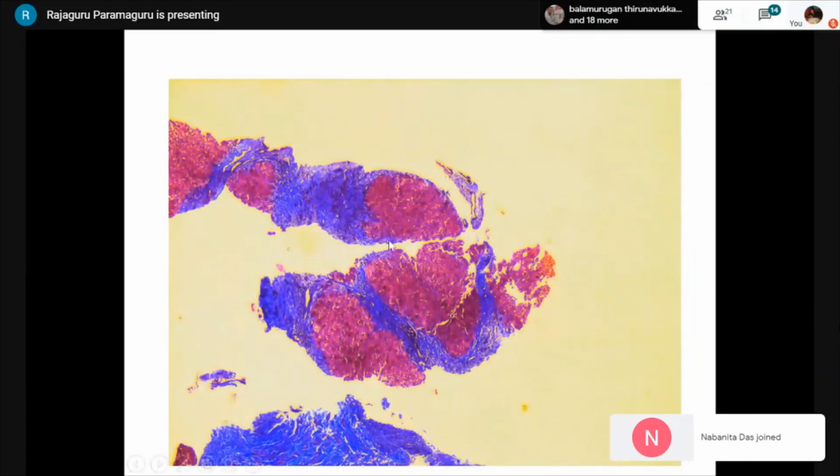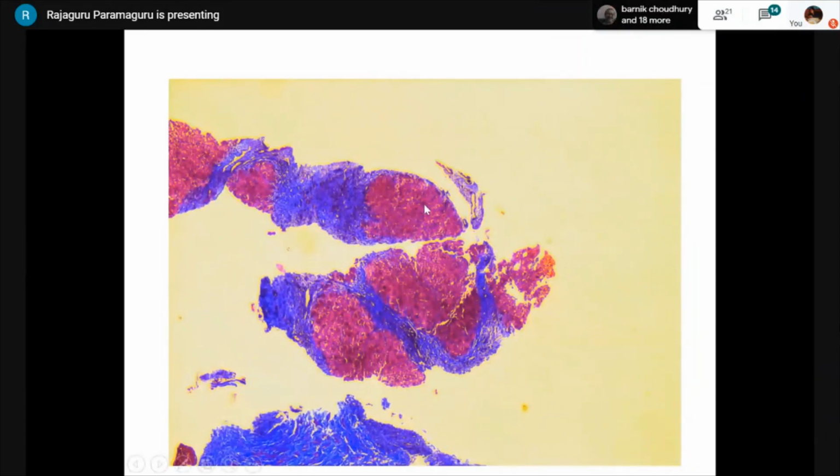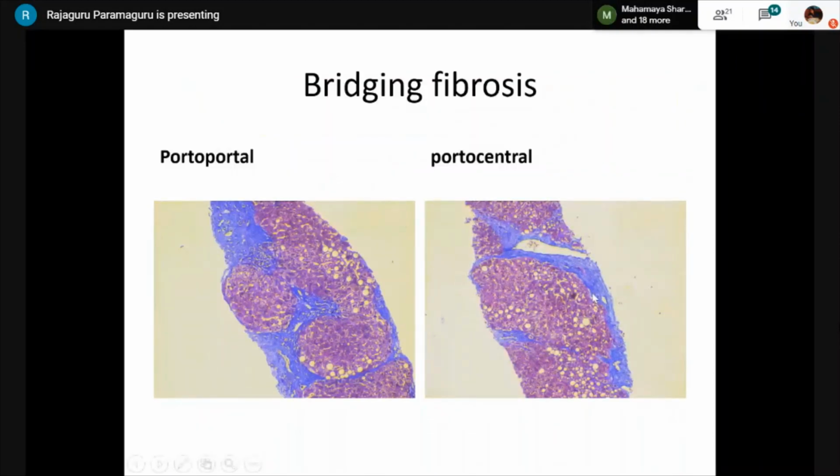So you will have a well-formed nodule, and if it is an incomplete cirrhosis, this rounding of the hepatocytes will not happen. Instead, it will be very irregular. I'll tell about that later. But here it is so rounded and well formed. Whereas in an incomplete fibrosis, you will not find that kind of well-formed nodule like what you see over here. It is kind of irregular over here.